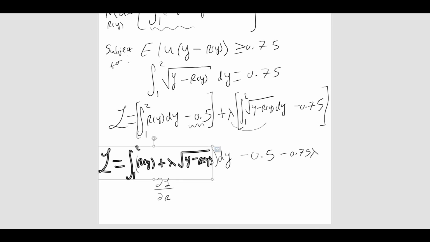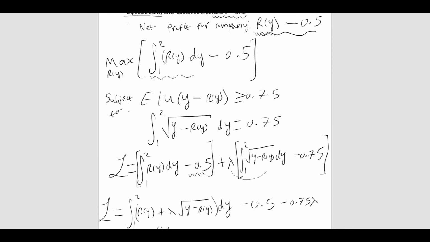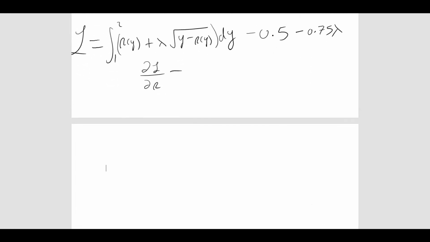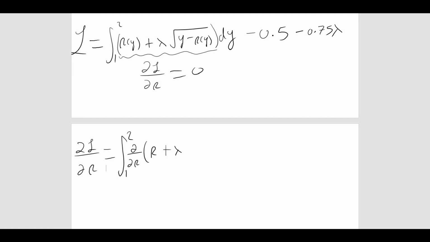Now, if I differentiate with respect to r, let me just get a new page because I've now run out of pages. There we go, that's fine. I want to do dl by dr, and I need to set that equal to 0 because I want to find the value of r that maximizes, so I differentiate with respect to r. So I do dl by dr. We can use Leibniz's rule to say that I can just take that partial derivative and take it underneath the integral sign. So I have integral 1 to 2 of d by dr of r, I'm just going to call it r from now on, plus lambda root y minus r dy.